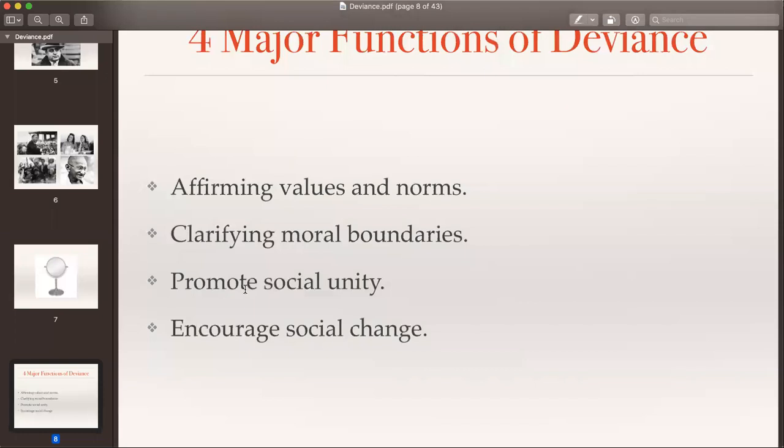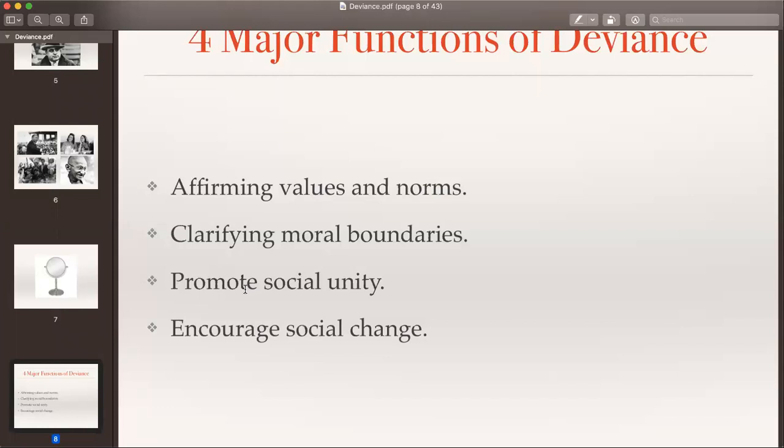So what are the four major functions of deviance? Well, deviance helps affirm the values and the norms within our society. This idea that we begin to say as a collective whole, what do we value? What behaviors or activities do we consider to be normal? And what behaviors and activities do we consider to be abnormal? We begin to clarify moral boundaries. What is considered morally right?